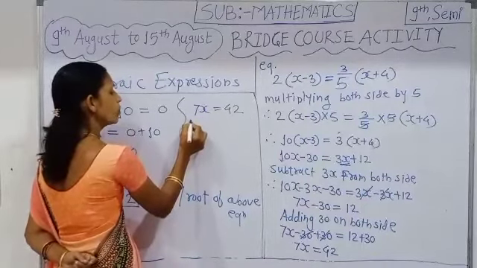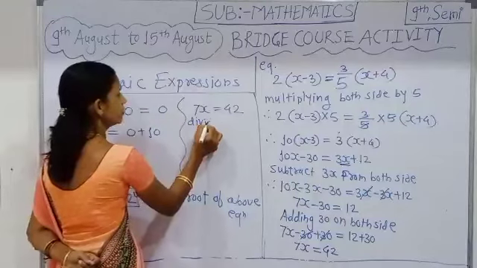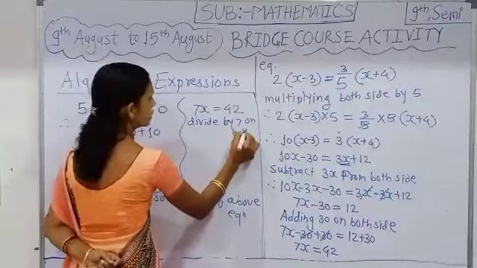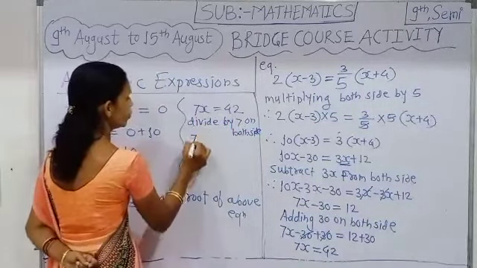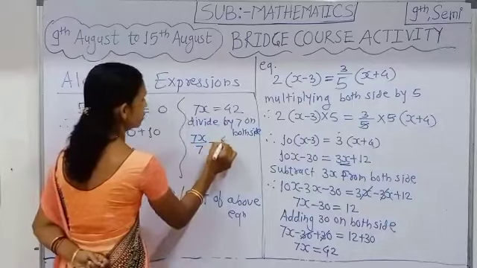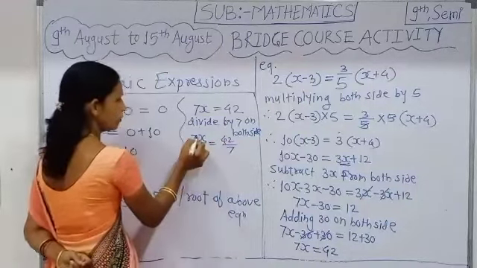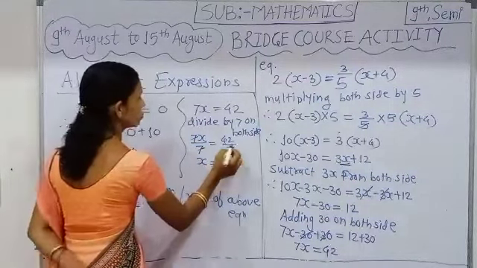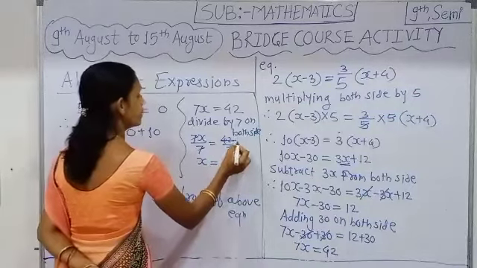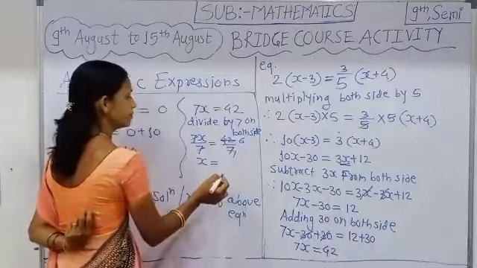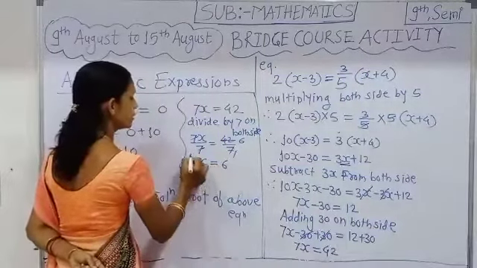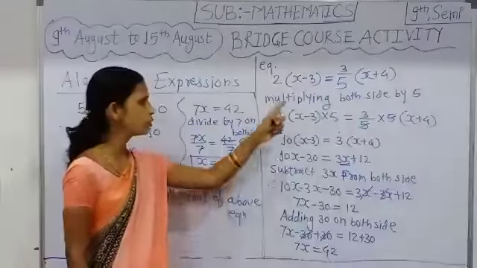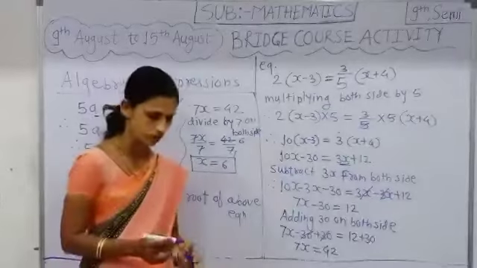Therefore, we have to divide by 7 on both sides. Therefore, we get 7x upon 7 is equal to 42 upon 7. Therefore, that 7 gets cancelled, and here we get x is equal to, 7 ones are 7 and 7 sixes are 42. Therefore, we get here x is equal to 6, and that means x is equal to 6 is a root of that given equation.